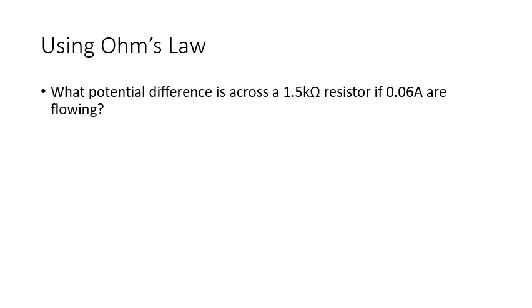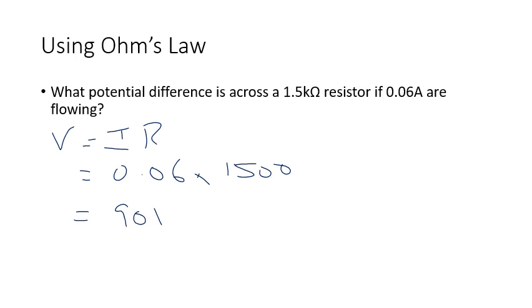What is the potential difference across a 1.5 kilo ohm resistor if there are 0.06 of an amp flowing? So slightly harder. V equals IR. Now I is 0.06 and R is 1.5 kilo ohms. So kilo means times 1,000, so that's 1,500. So I reckon that comes out to be 90 volts. I haven't got a calculator in hand, but I'm pretty sure that turns out to be 90.